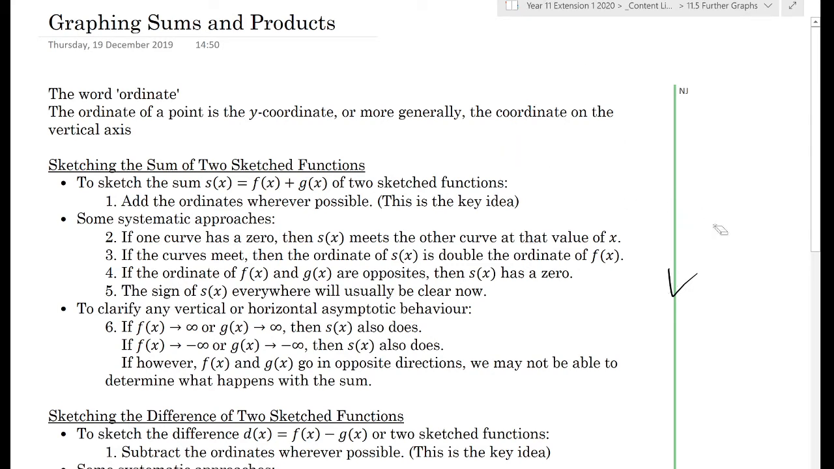But as a general rule of thumb, if one of my lines is flat and one's going down like that, then the sum is going down like that. But if one's going up and one's going down, and they're sort of going at the same rate, then we don't really know what's happening. You won't be given ones to sketch like that. You will wait till year 12 before we do that.